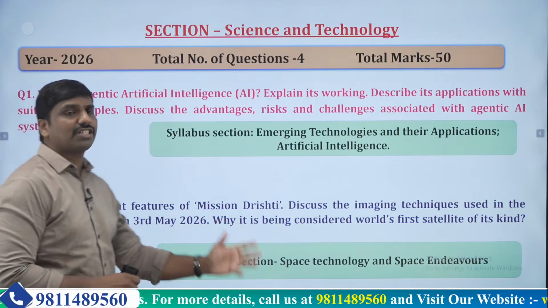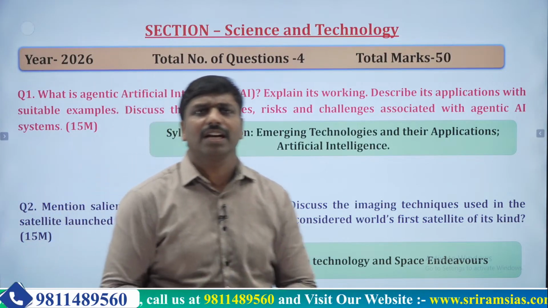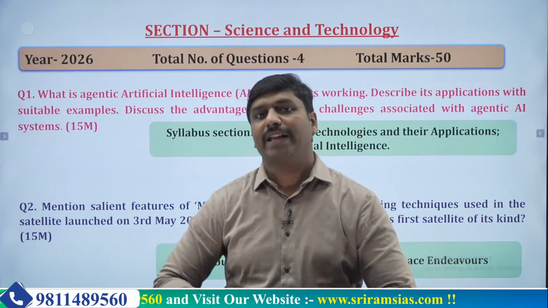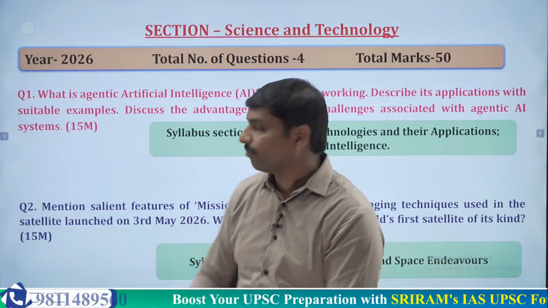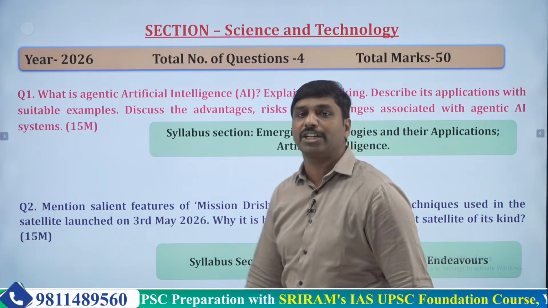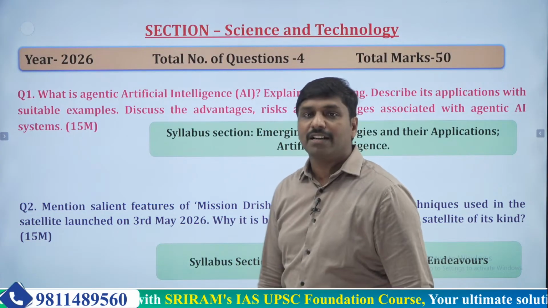And Mission Drishti features. It will be a clear-cut thing: what is Mission Drishti, what was its objective, and what are the features. So you should systematically mention them. So it's again a 15-marker question.